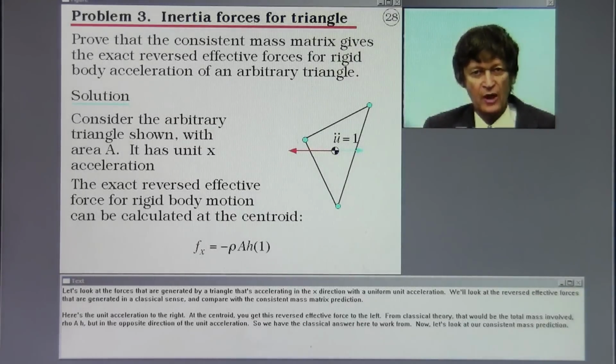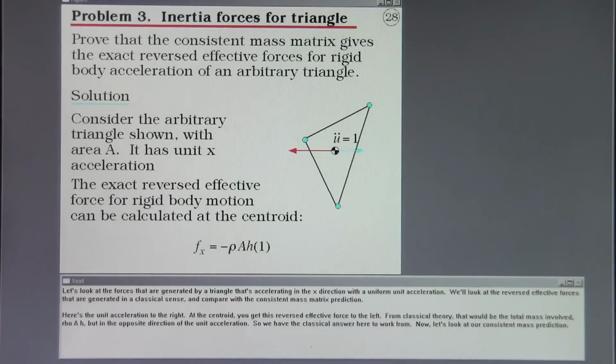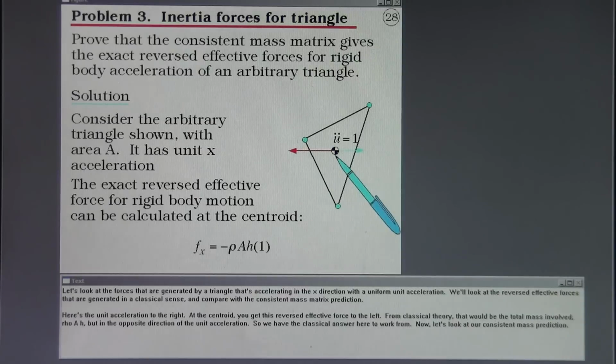Let's look at the forces that are generated by a triangle that's accelerating in the x direction with a uniform unit acceleration. We'll look at the reversed effective forces that are generated in a classical sense and then compare with the consistent mass matrix prediction. Here's the unit acceleration to the right. At the centroid, you'd get this reversed effective force to the left. From classical theory, that would be the total mass involved, rho AH, but in the opposite direction of the unit acceleration. So we have the classical answer here to work from.